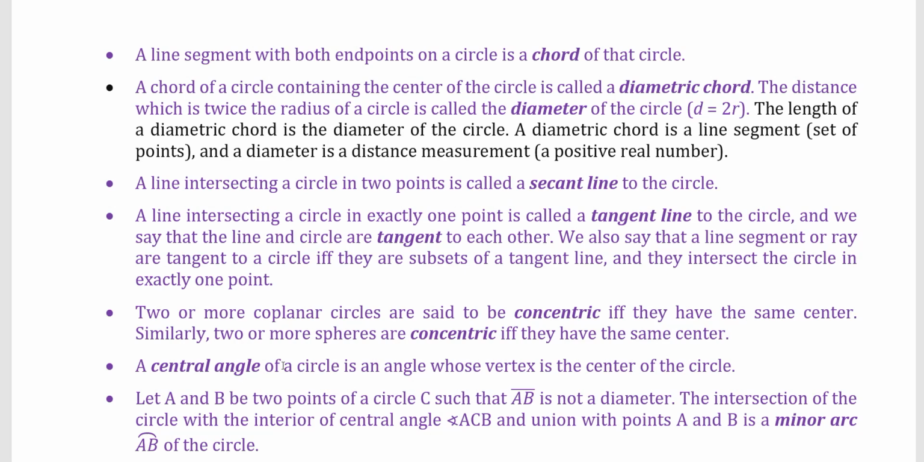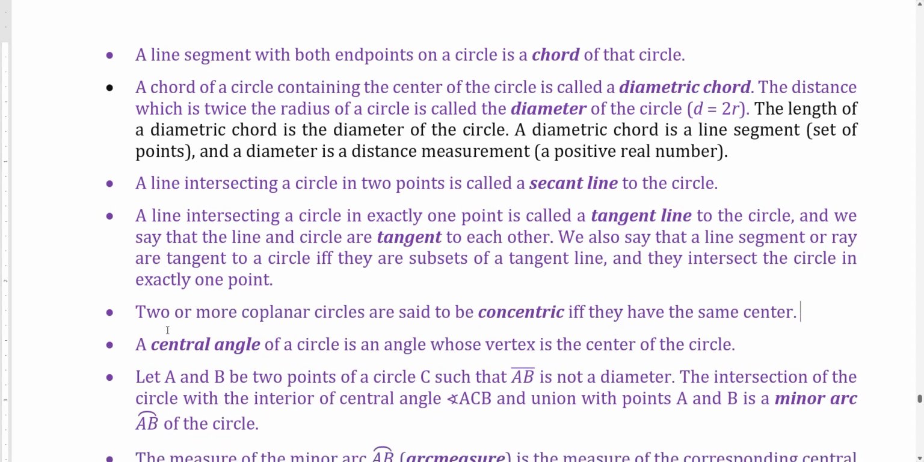2 or more coplanar circles are said to be concentric if and only if they have the same center. Similarly, 2 or more spheres are concentric if they have the same center. You know what? Let's not even worry about spheres right now. We may come back to studying some spheres later. A central angle of a circle is an angle whose vertex is the center of the circle.